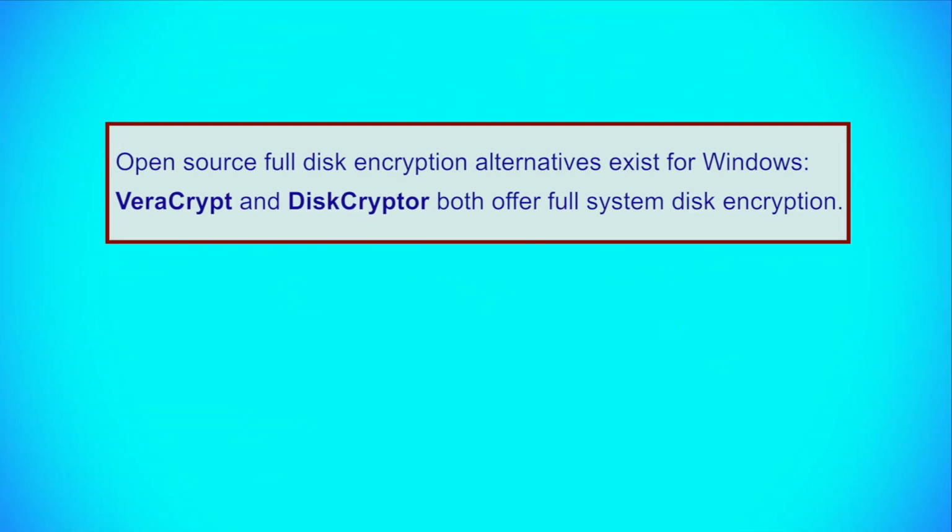Alternatives to BitLocker. Since BitLocker is a closed source program, its security cannot be independently verified. Additionally, in some versions of Windows 10, Microsoft forces users to back up encryption recovery keys to the Microsoft online account, which may compromise the security of the key. Open source full disk encryption alternatives exist for Windows, such as VeraCrypt and DiskCryptor. Both offer full system disk encryption.